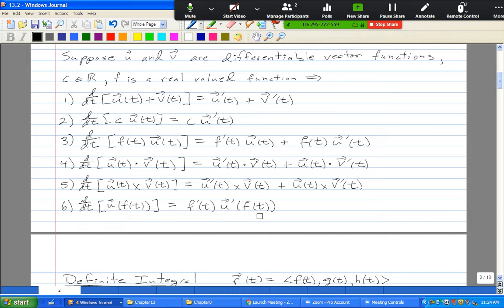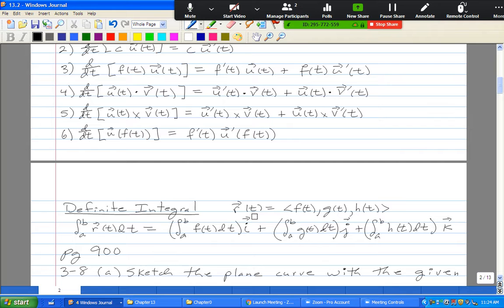Similarly, you can define the integral. Suppose you have some vector function r with components f, g, and h. Then the integral from a to b of the vector function r is the vector function with components the integral from a to b of f, the integral from a to b of g, the integral from a to b of h. And so the way you take the integral is you just take the integral of the components.